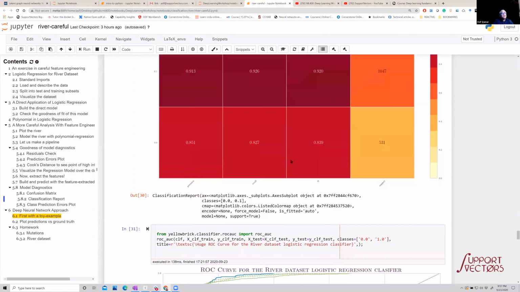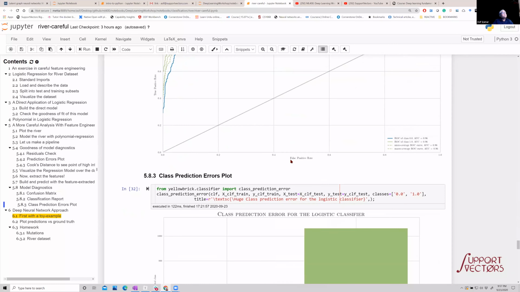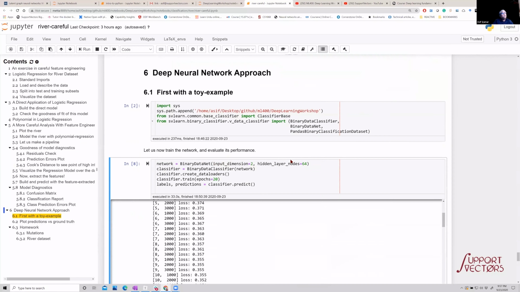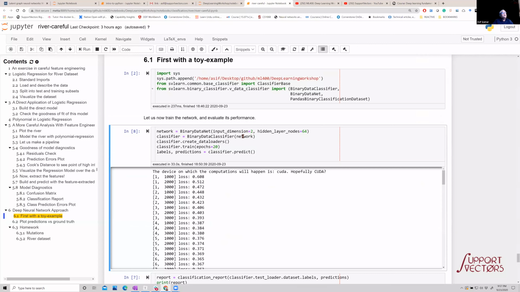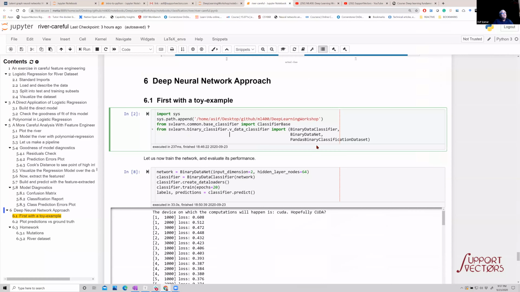So read it. Now what I have done is, at the end of this river notebook, I have also put a toy example for you. I have taken, and again, the code is there, a binary data classifier. And by the way, I've deliberately kept the code a little bit imperfect. So see if you can improve upon that.